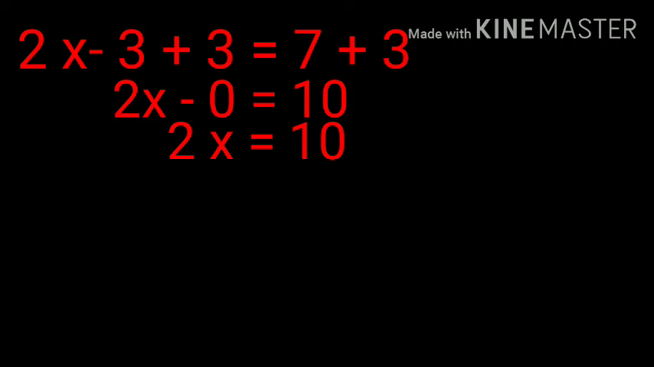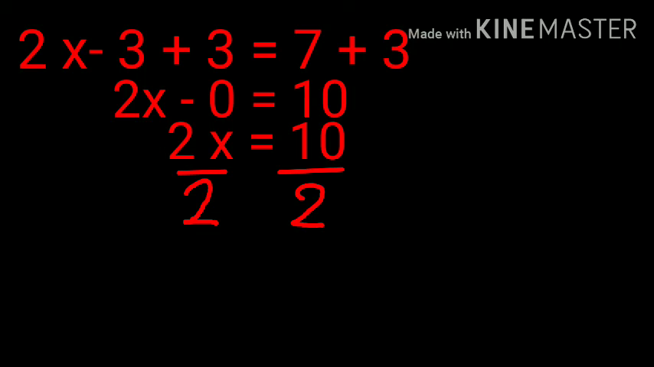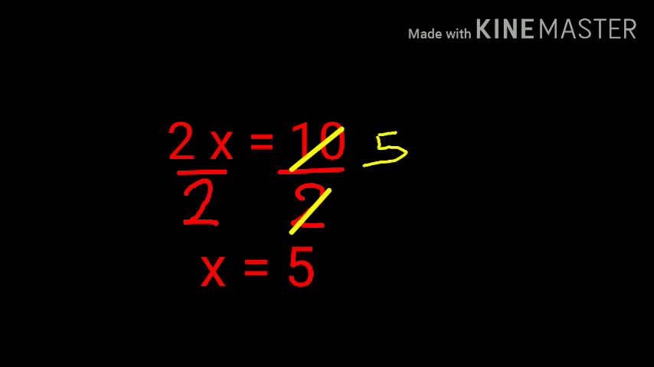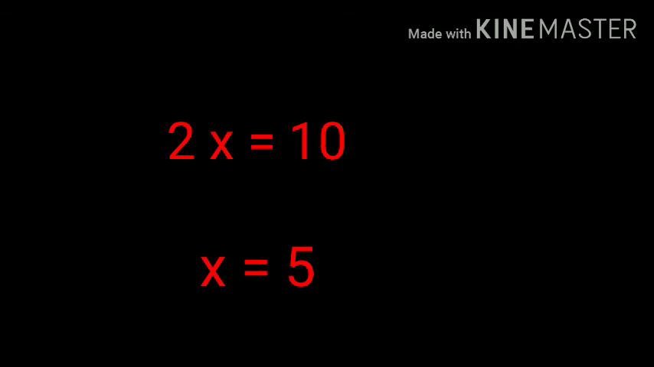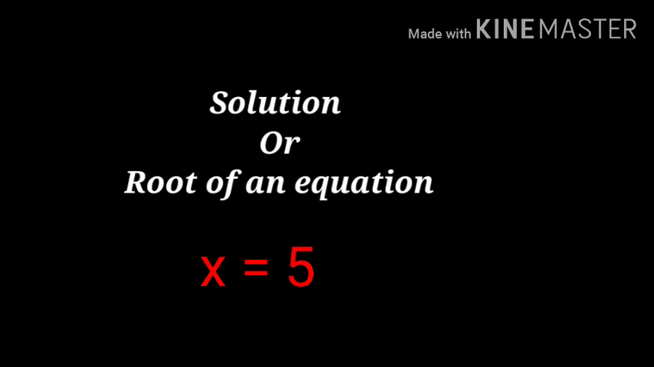Now I have to remove this 2. For removing this 2, I need to divide by 2 on both sides. So 2x divided by 2, and I divide the right side by 2 as well, so 10 divided by 2. The 2s get cancelled, which leaves 1, and 10 divided by 2 is 5. So now we are left with x is equal to 5. This is our solution. This is the value of x, which is called the root of an equation.